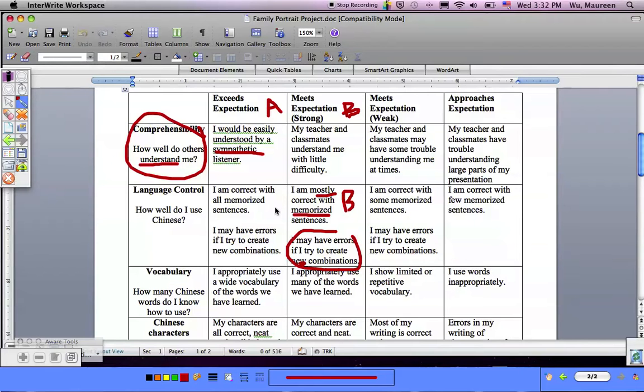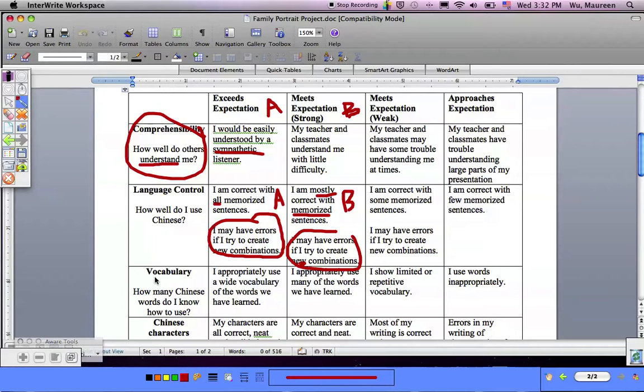To get in the A category means you're correct with all of your memorized sentences. So all the ones that you could look up in the book, all the ones that we have on this page, and you can easily substitute, you're correct with all those. But to get an A, you still may have errors if you're trying to create new sentences that we've never done in class. And that's okay. As long as people can understand you, then that's what's important.